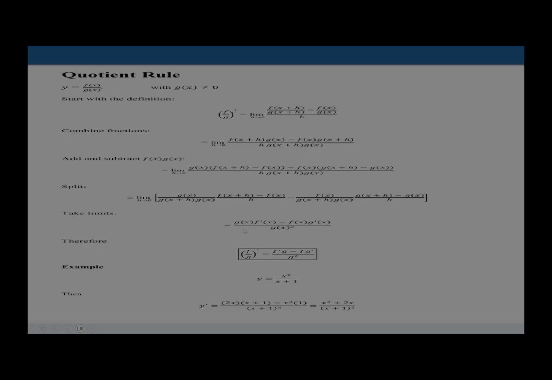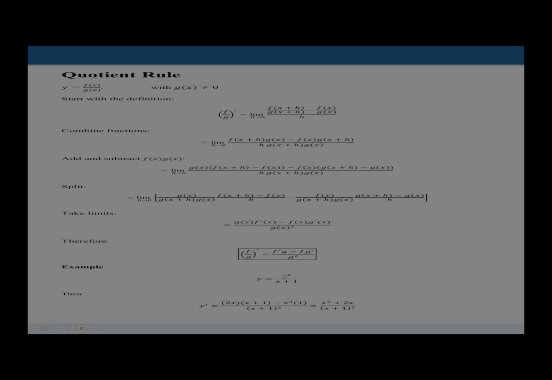From here, we take the limit: g(x) f dash(x) minus f(x) g dash(x), divided by g(x) squared. The bottom here is g(x) squared. Therefore, we end up with the derivative of f over g being f dash g minus f g dash, divided by g squared. This is a formula we have to remember, called the quotient rule. So the example is y equals x squared over x plus 1. We substitute into the formula, f dash g minus f g dash over g squared.